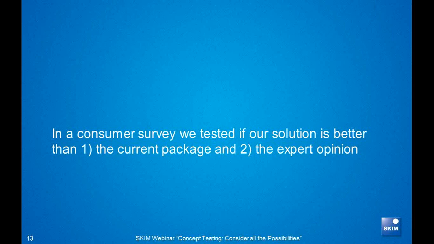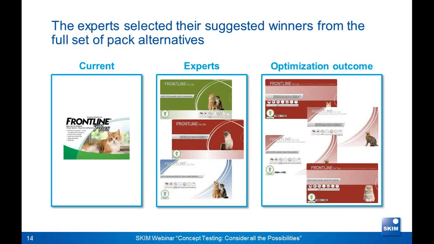So now I would like to show you the actual results of our test. As I told you before, we tested whether our solution was better than the current package design and the expert opinion. So this is what we tested. We have on the left the current pack design of Frontline Plus. In the middle we have 3 pack designs created for us by communication experts. And on the right you have 4 pack designs that were identified by our algorithm as the best.